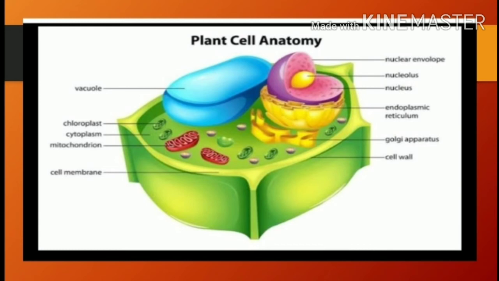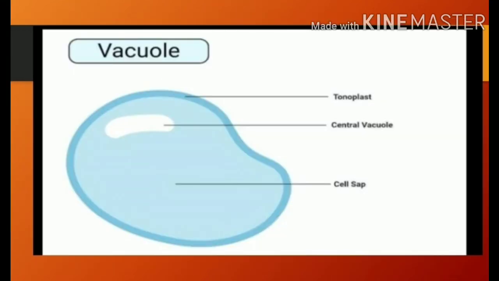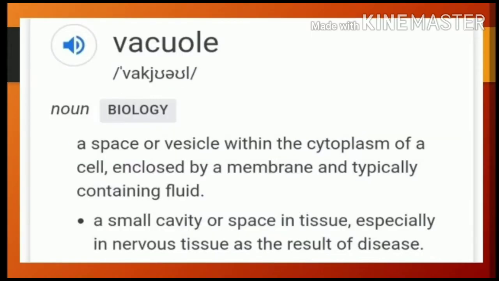As you can see here in this slide, the above blue colored structure which is present in the cell is nothing but a vacuole. So, a vacuole is defined as a space or vesicle within the cytoplasm of a cell which is enclosed by a membrane and typically it contains fluid.